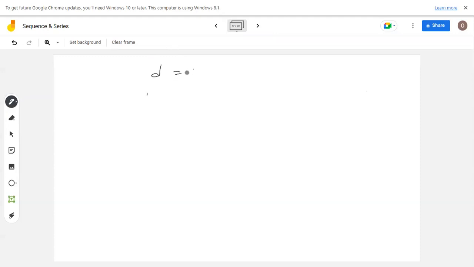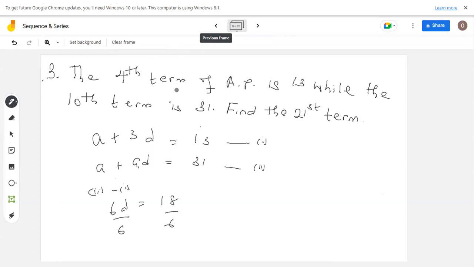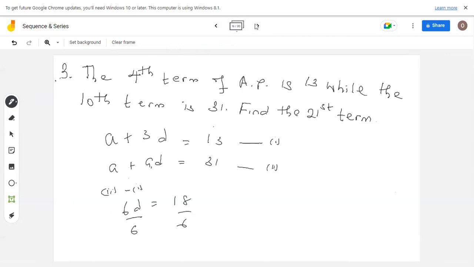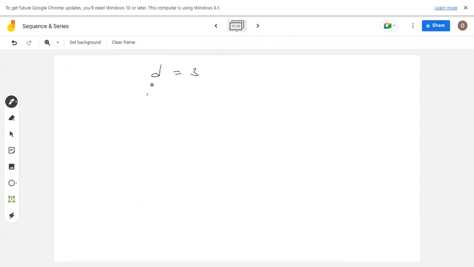If D is equal to 3, we can now calculate A from equation 1. A plus 3D is equal to 13. Let's substitute for D. That gives us A plus 3 times 3 is equal to 13. That is A plus 9 is equal to 13. And therefore A is 13 minus 9, which gives us 4. So our A value is 4.